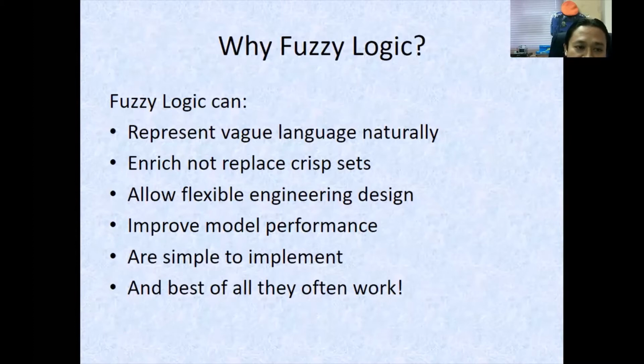It enriches, and does not replace, the crisp set. The crisp set is the normal value, or sometimes we call it the classical set. It also allows flexible engineering design. It improves model performance compared to the conventional approach, so our model will improve if you use fuzzy logic. It is simple to implement and often works best. That is the advantages of fuzzy logic.